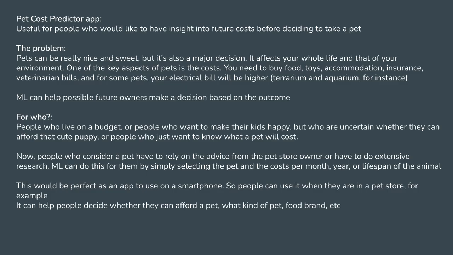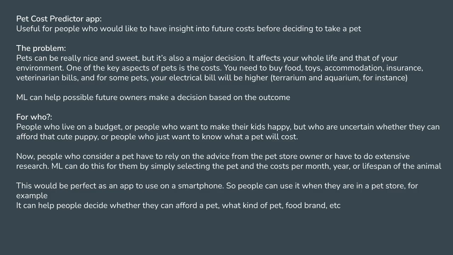One of the key aspects of pets is the costs. You need to buy food, toys, accommodation, insurance, veterinarian bills, and for some pets, your electrical bill will be higher. Terrarium and aquarium, for instance. ML can help possible future owners make a decision based on the outcome. For who? People who live on a budget, or people who want to make their kids happy, but who are uncertain whether they can afford that cute puppy, or people who just want to know what a pet will cost.